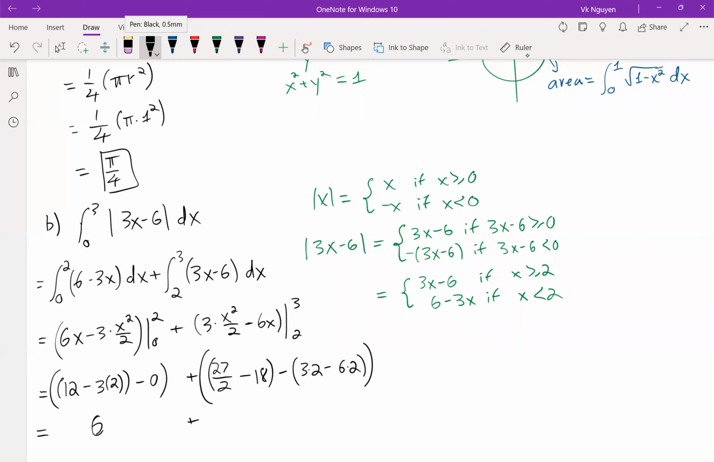And this one would be 27 over 2 minus 18, which is 27 minus 36 over 2, that's negative 9 over 2. Okay. 6 minus 12, so negative 6 plus 6. Oh, what do we have here? We have 12 minus 9 over 2, which is 24 over 2 minus 9 over 2. 24 minus 9 is 15 over 2.